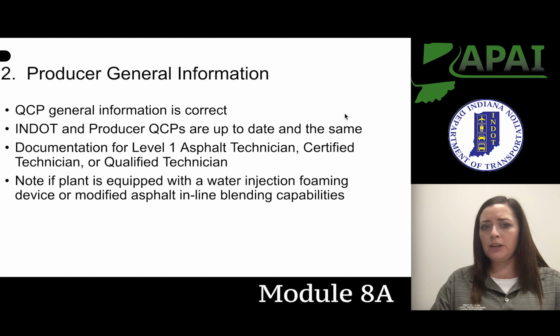Section 2 covers the general producer information. This is just making sure that the quality control plan general information is correct. These include that the NDOT and producer quality control plans have the same date on them, so everybody's looking at the current audit packet. Documentation that shows who the level 1 asphalt technician is, the certified technician, or any qualified technicians that will be working at that plant, and this will include any backup personnel as well. You also need to note if the plant is equipped with a water injection foaming device or if it has modified inline asphalt blending capabilities.